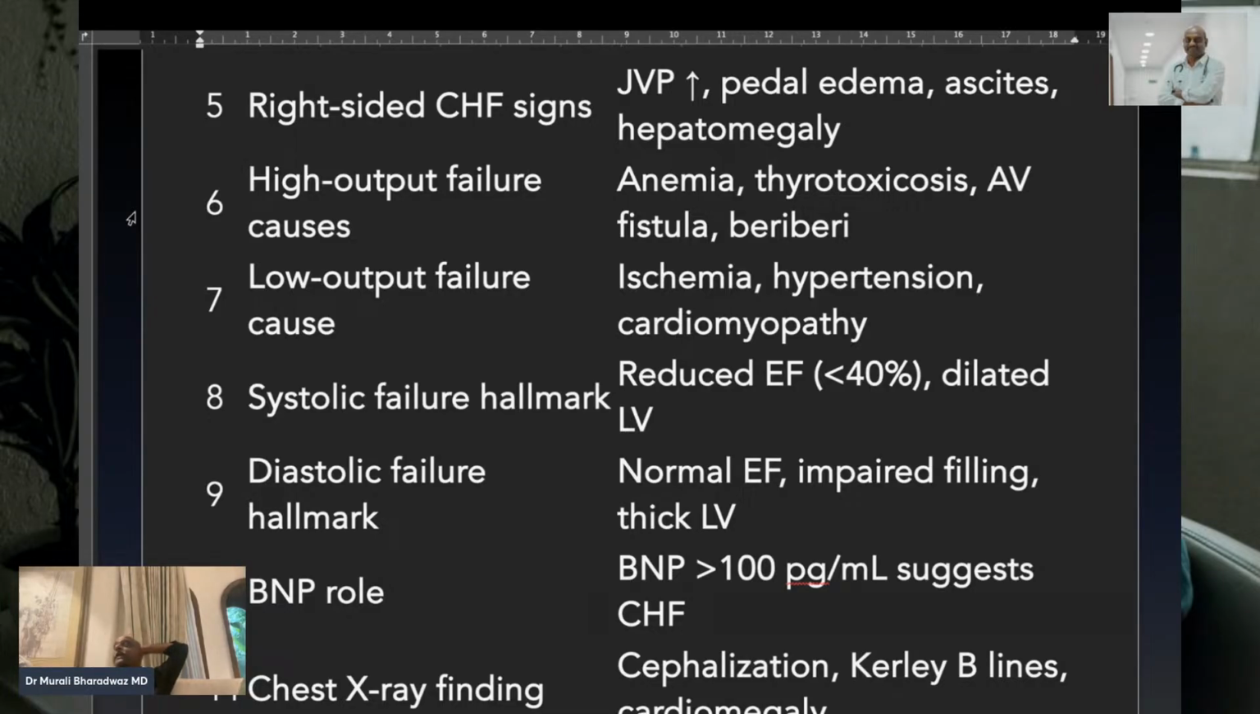In diastolic failure, the ventricle is not ready to get filled because of the thick LV, which can occur with hypertension. So normally there is impaired filling, and HF with preserved ejection fraction is the feature of diastolic failure. So how do you recognize diastolic failure? There is a measurement called NT-proBNP. BNP is brain natriuretic peptide.